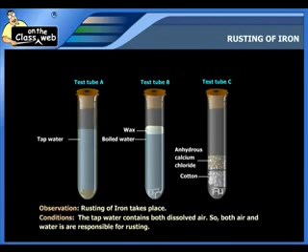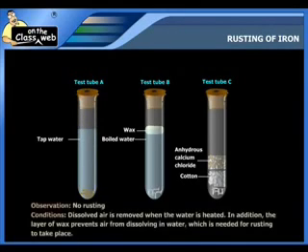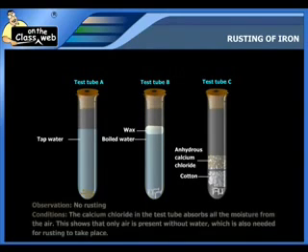Rusting of iron takes place in this test tube, as the tap water contains dissolved air, so both air and water are responsible for rusting. No rusting takes place in this test tube. This is because dissolved air was removed when the water was heated. In addition, the layer of wax prevents air from dissolving in water, which is needed for rusting to take place.